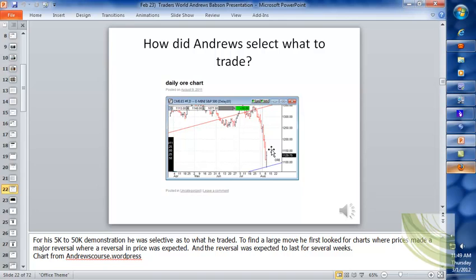So this is what he would do: he'd look at the charts and find ones that were very cooperative and that had just made a monthly extreme, a monthly high or monthly low, and it was very likely to go the other way for the next month or so. Okay, that was his other criteria, as near as I could guess.